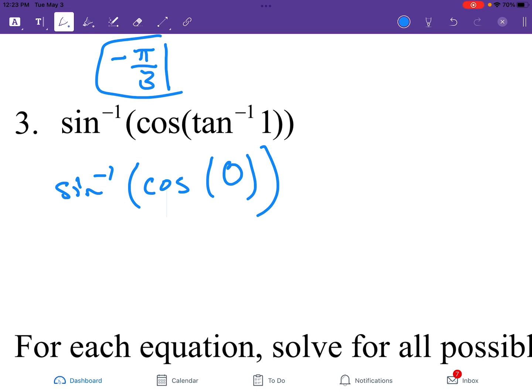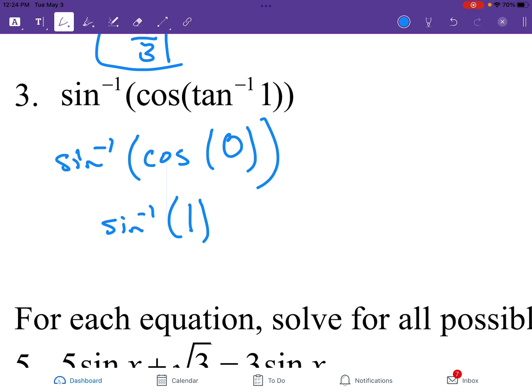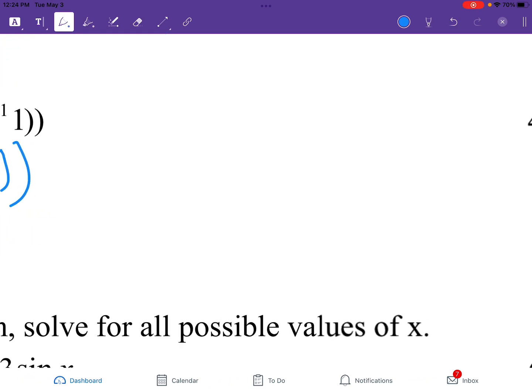So at 0 radians, what is the cosine? The cosine is 1. Okay, so we're looking at 0 radians, and the cosine of 0 radians is going to be 1. And finally, we have the inverse sine of 1. Again, we can only use the right-hand side of the unit circle. And the inverse sine of 1, where 1 is going to be the y value, is going to be at pi over 2. So we're just looking at the unit circle, back and forth between radians and points, to find our answer.